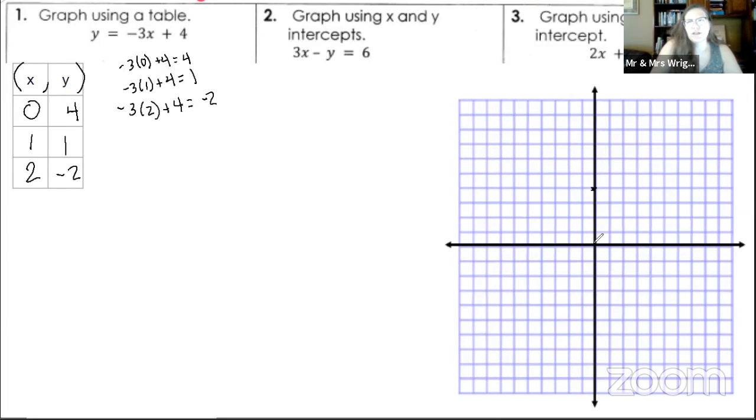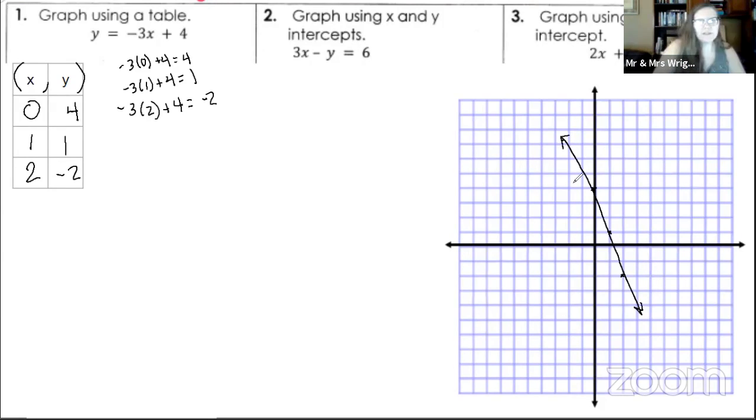Then my second one, I have a horizontal value of +1 and a Y value of +1. This is my second point here. Then I have an X value of +2 and a Y value of -2. So I've actually got 3 points here. There is no need to get more points than that. Technically, all you need are 2 points to graph a line.